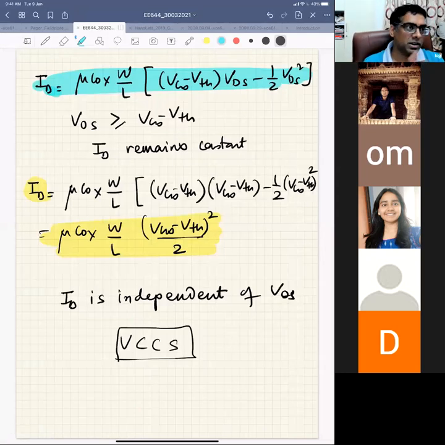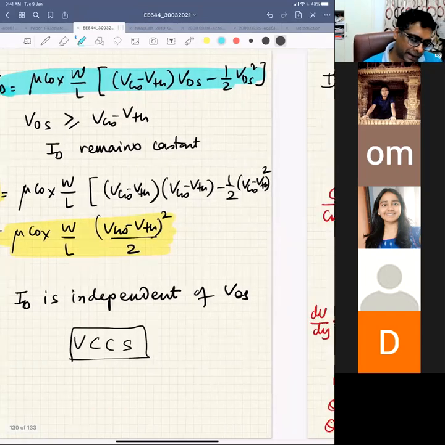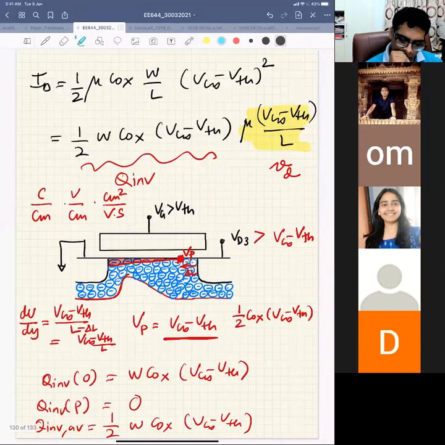But if you are told to derive the current, you will derive it the way we have derived it: taking a small element, then integrating from 0 to L. Yes, sir. But sir, I'm just saying, if our inversion charge is going to zero, how is my current flowing? Okay, sorry, I forgot to mention this part.